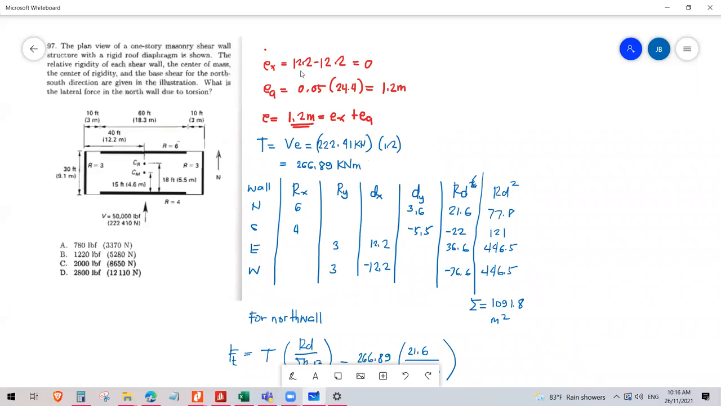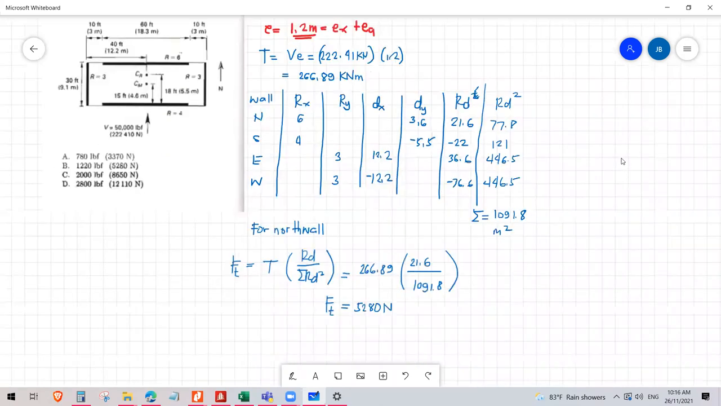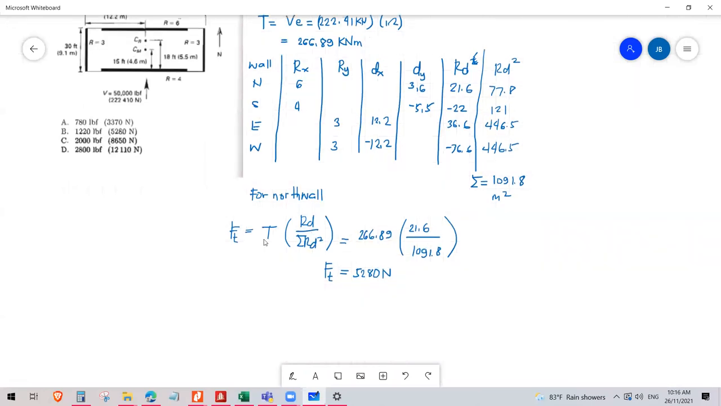Coming from, kasi wala tayong eccentricity sa X. So, ang ginamit lang niya is the accidental, 0.05 times 24.4. Wala kasi tayong eccentricity sa X direction. So, 0.05 times 24.4, 1.2. So your eccentricity is 1.2, 222.41 times 1.2 is 266.89. Then plug in natin dito sa formula, torsion is 266.89.